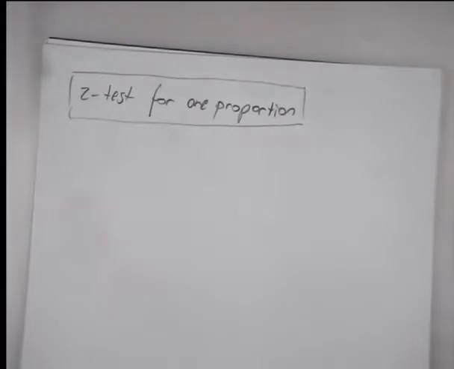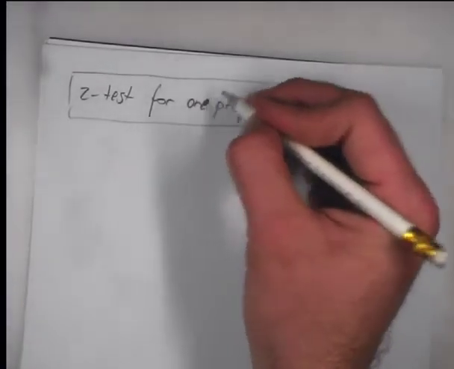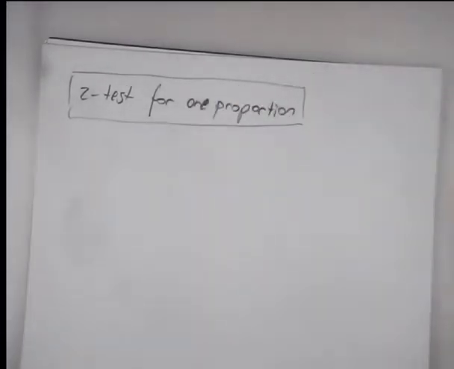So the z-test for one proportion, I'm just going to sharpen my pencil. Z-test for one proportion is the same situation again, you've only got one variable and you're only interested in what it's like, but this time it's a categorical variable. You can split it down into a yes-no situation.